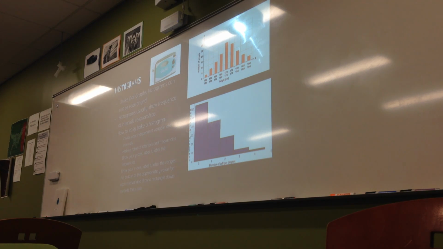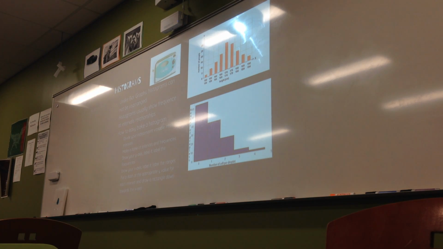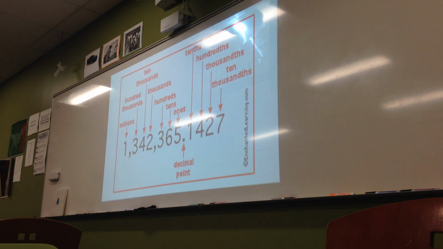You can't rearrange the categories of a histogram. You can do a bar graph squished together like a histogram, though. That's okay. This is more like sheer frequency at intervals of relationships.